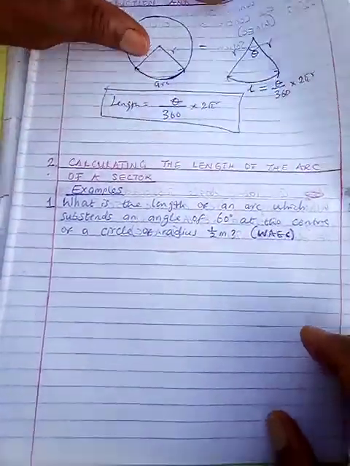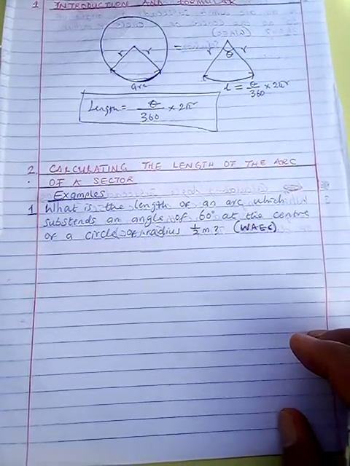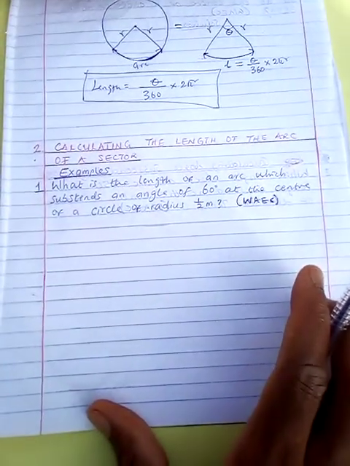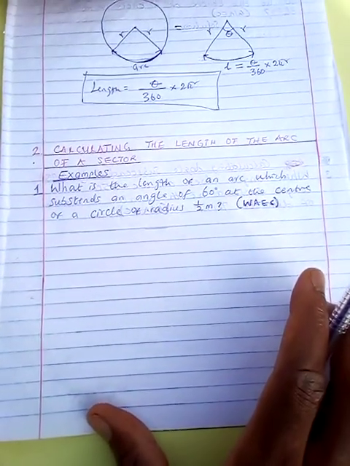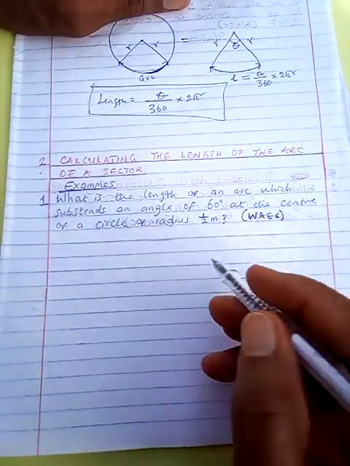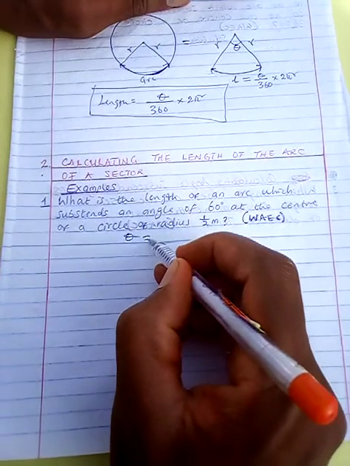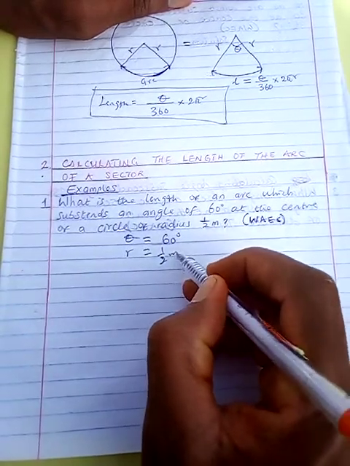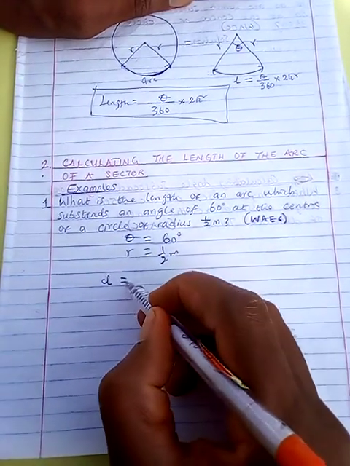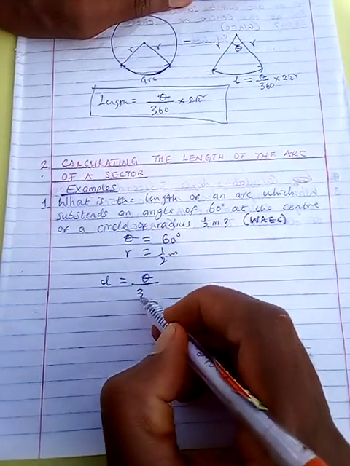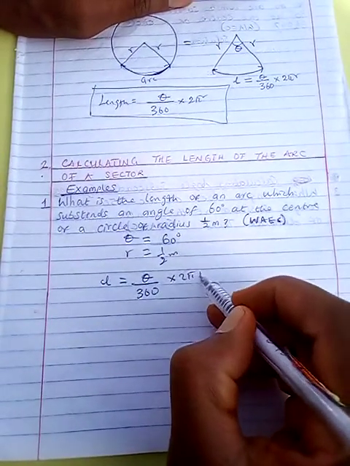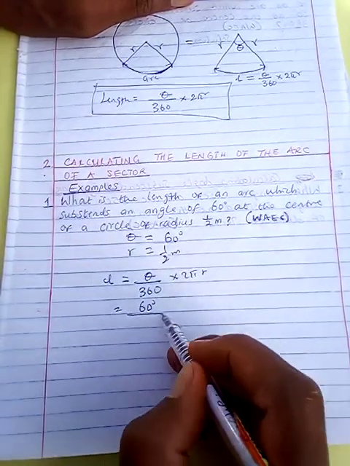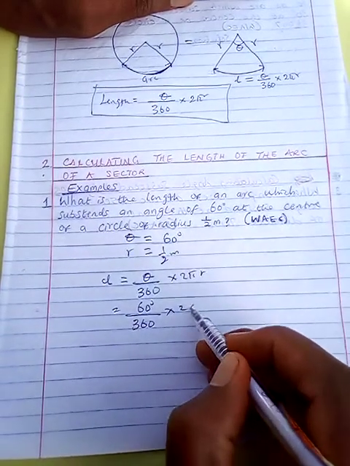The first question says: what is the length of an arc which subtends an angle of 60 degrees at the center of a circle of radius half meter? This is a WAEC question. Let us solve it quickly. The theta here is 60 degrees and the radius is half meter. So the length of the arc is given by the formula theta over 360 multiplied by 2 pi r. Now our theta is 60 degrees over 360 times 2 times pi.